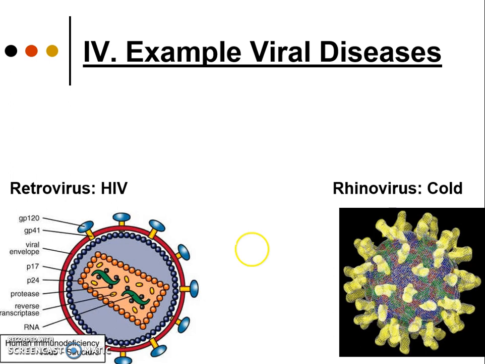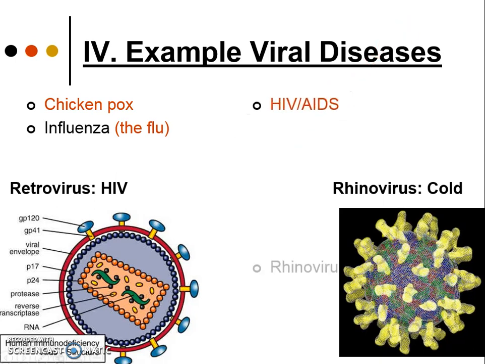Sometimes we also hear about the HIV virus, which is related to having AIDS, right? HIV positive can lead to autoimmune deficiency, which is AIDS. We also hear about rhinovirus, the cold.